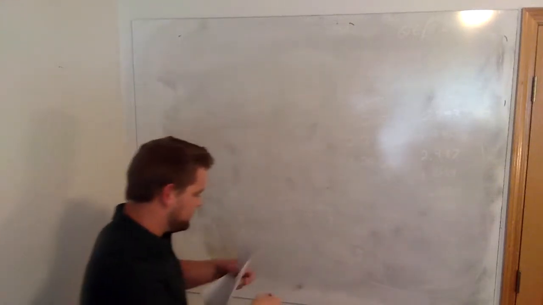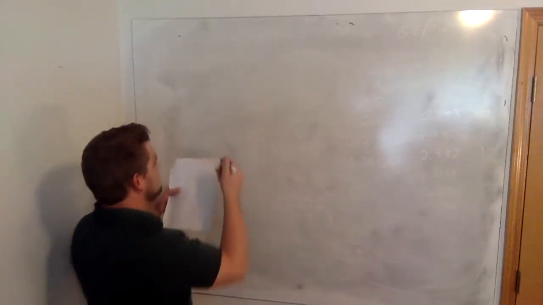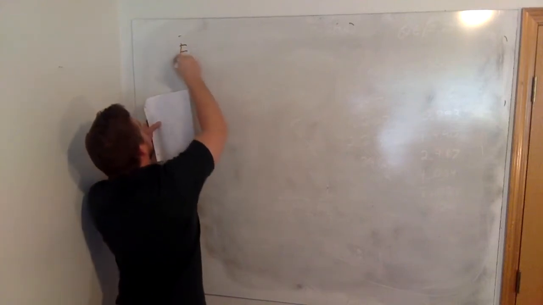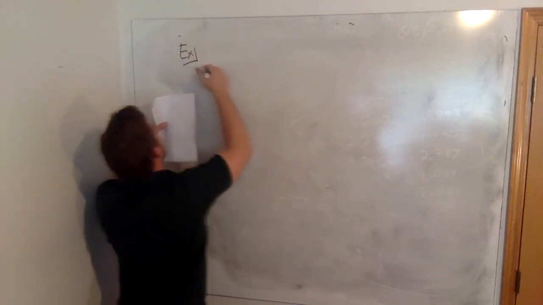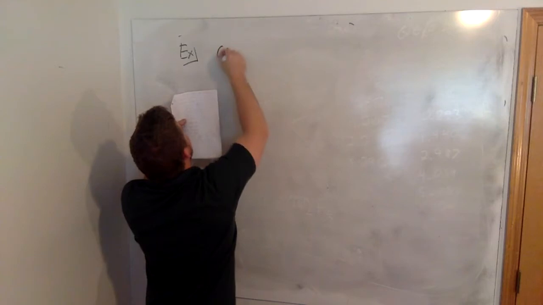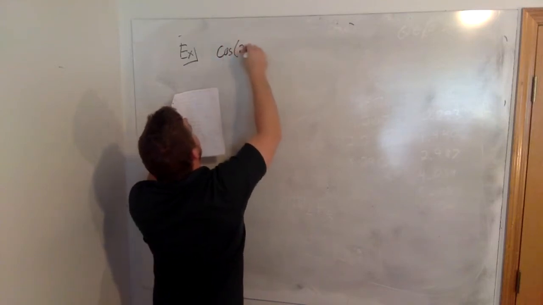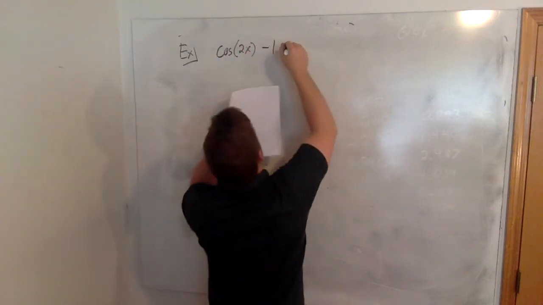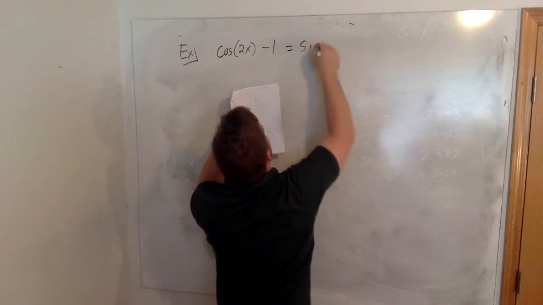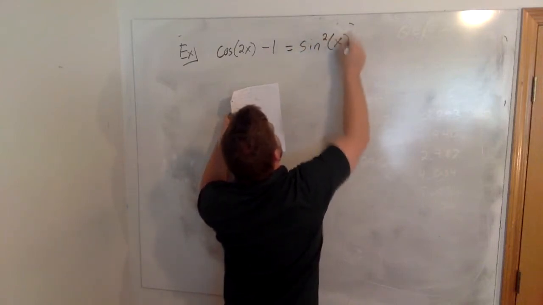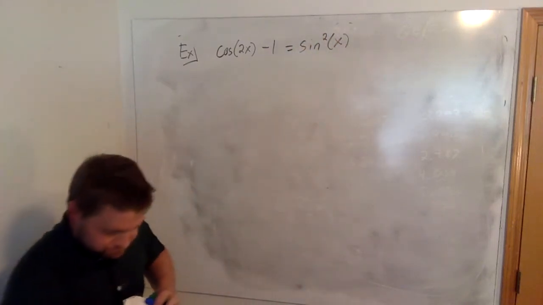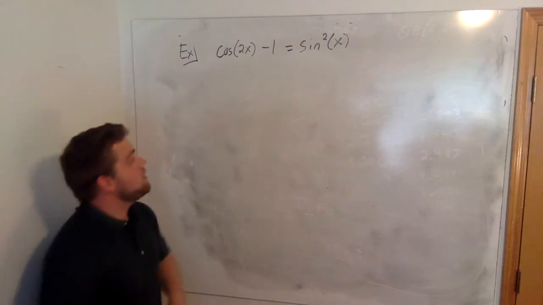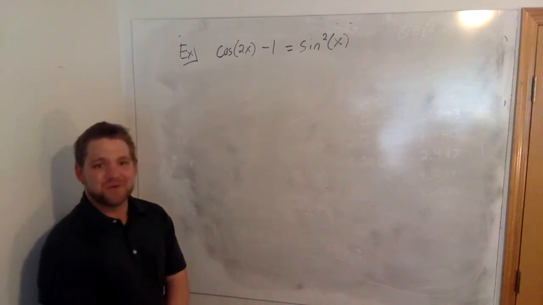Okay. Let's try to solve this next problem. Let's say that we want to solve the cosine of 2x minus 1 is equal to the sine squared of x. Okay. This is what we want to solve here. Maybe go ahead and pause the video and give this a shot on your own before we do it together.